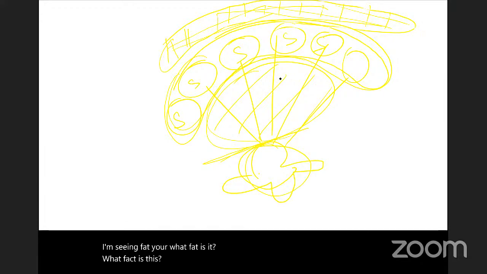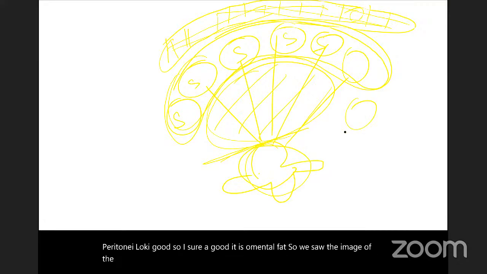Just guess what fat it is. Peritoneal. Okay, good. So Aishwarya, good. It is omental fat. So we saw the image of the omentum, how the stomach was there, and from there the fat is coming. So omentum is the anterior most.